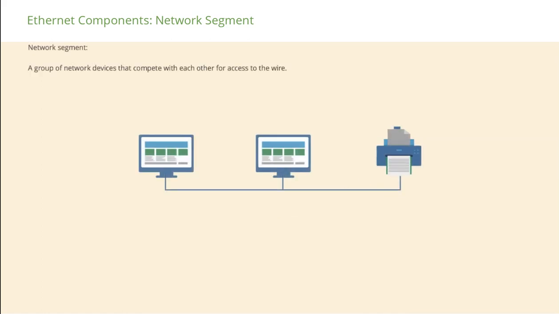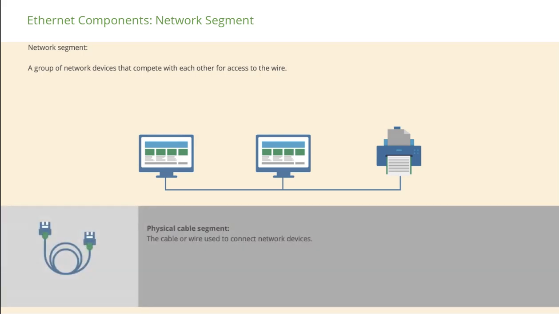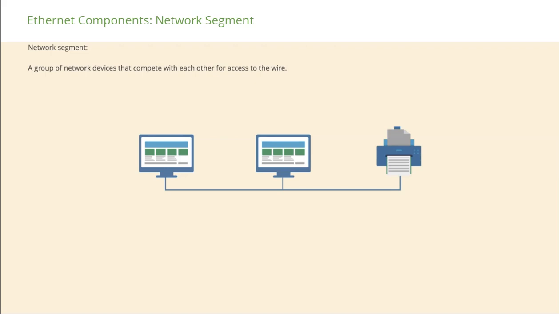By the way, the term network segment means different things to different people. In this course, the term network segment, or simply segment, refers to the group of network devices that compete with each other for access to the wire. To refer to the actual cable or wire used to connect network devices together, we'll use the term physical cable segment. Let's look at the functionality of network segments in more detail.